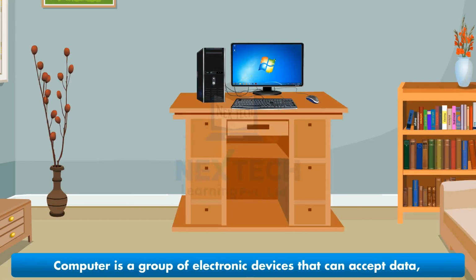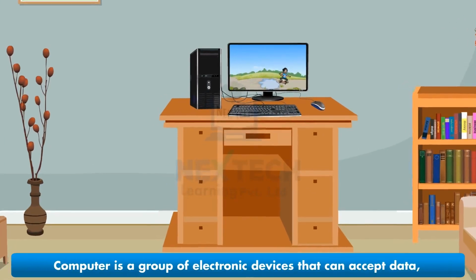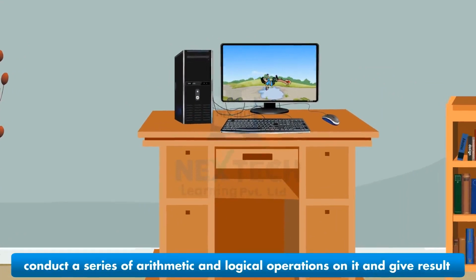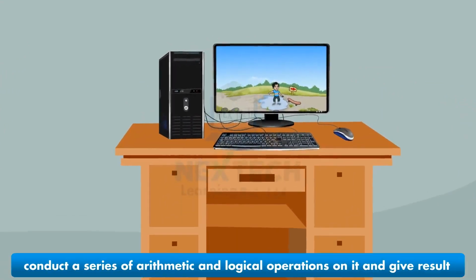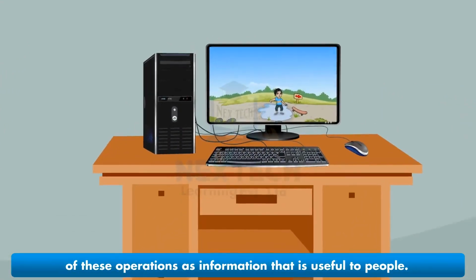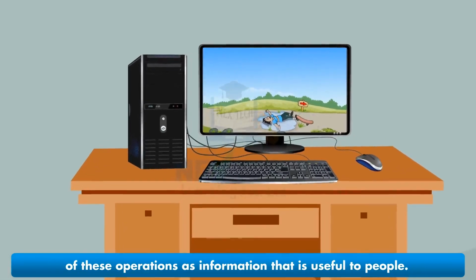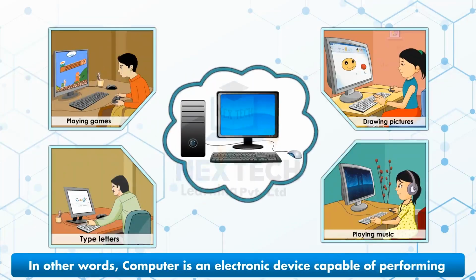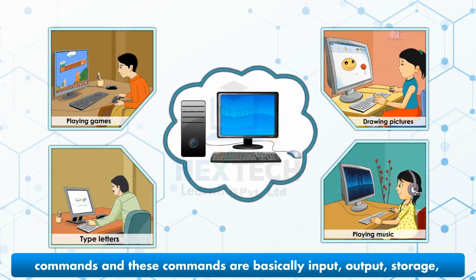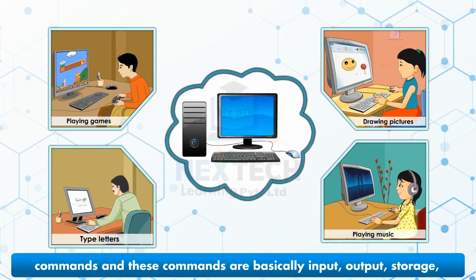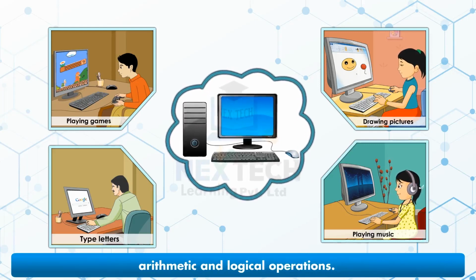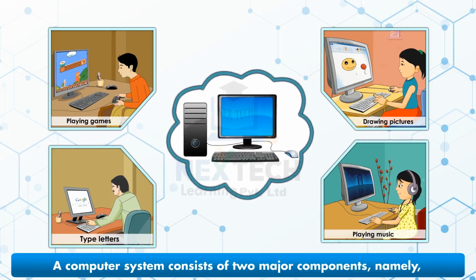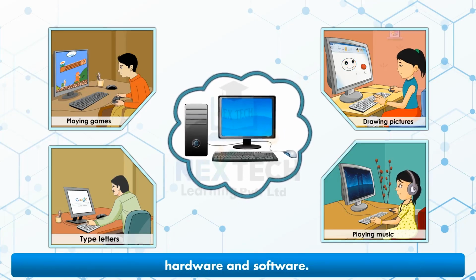A computer is a group of electronic devices that can accept data, conduct a series of arithmetic and logical operations on it, and give the result of these operations as information that is useful to people. In other words, a computer is an electronic device capable of performing commands, and these commands are basically input, output, storage, arithmetic, and logical operations. A computer system consists of two major components, namely hardware and software.